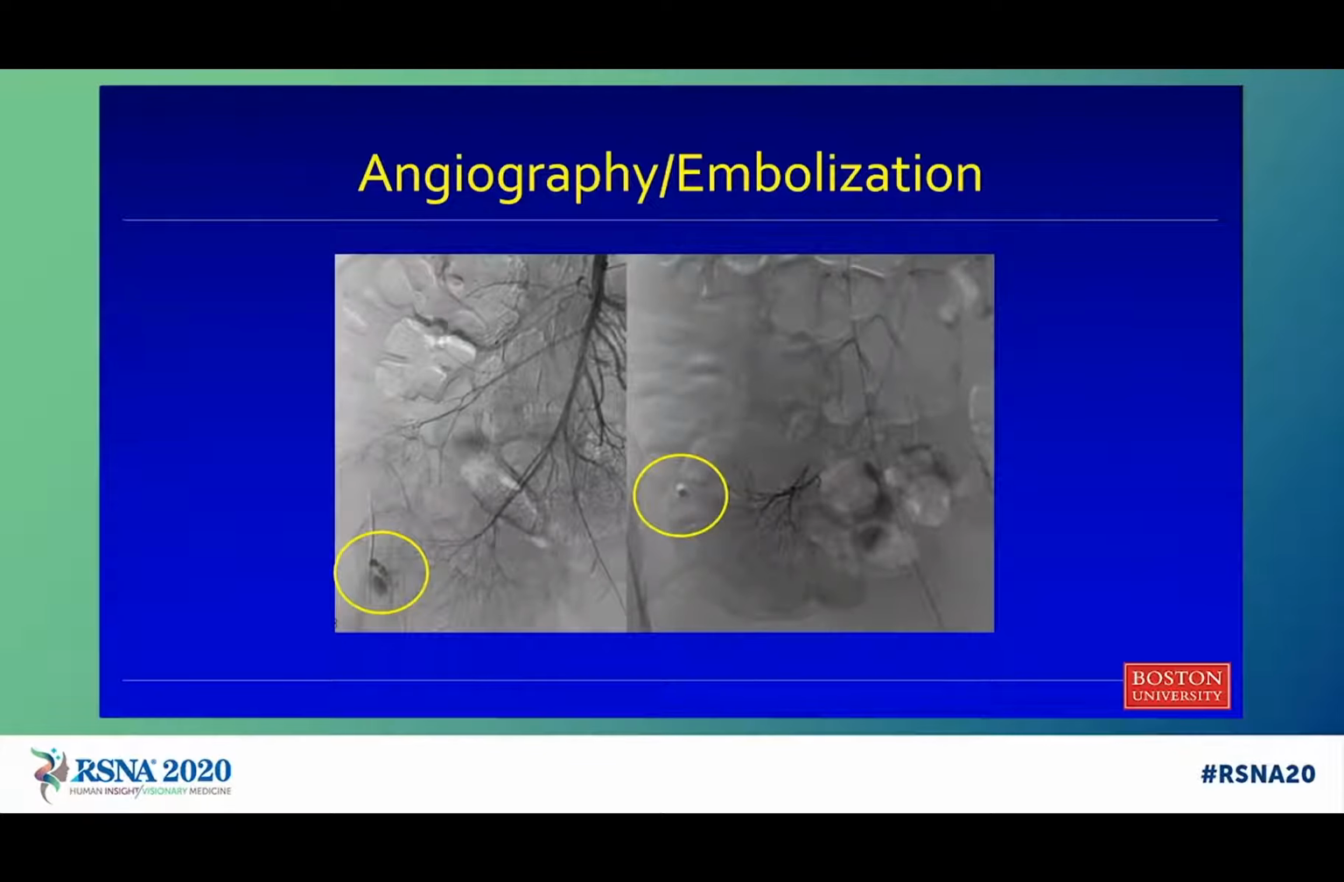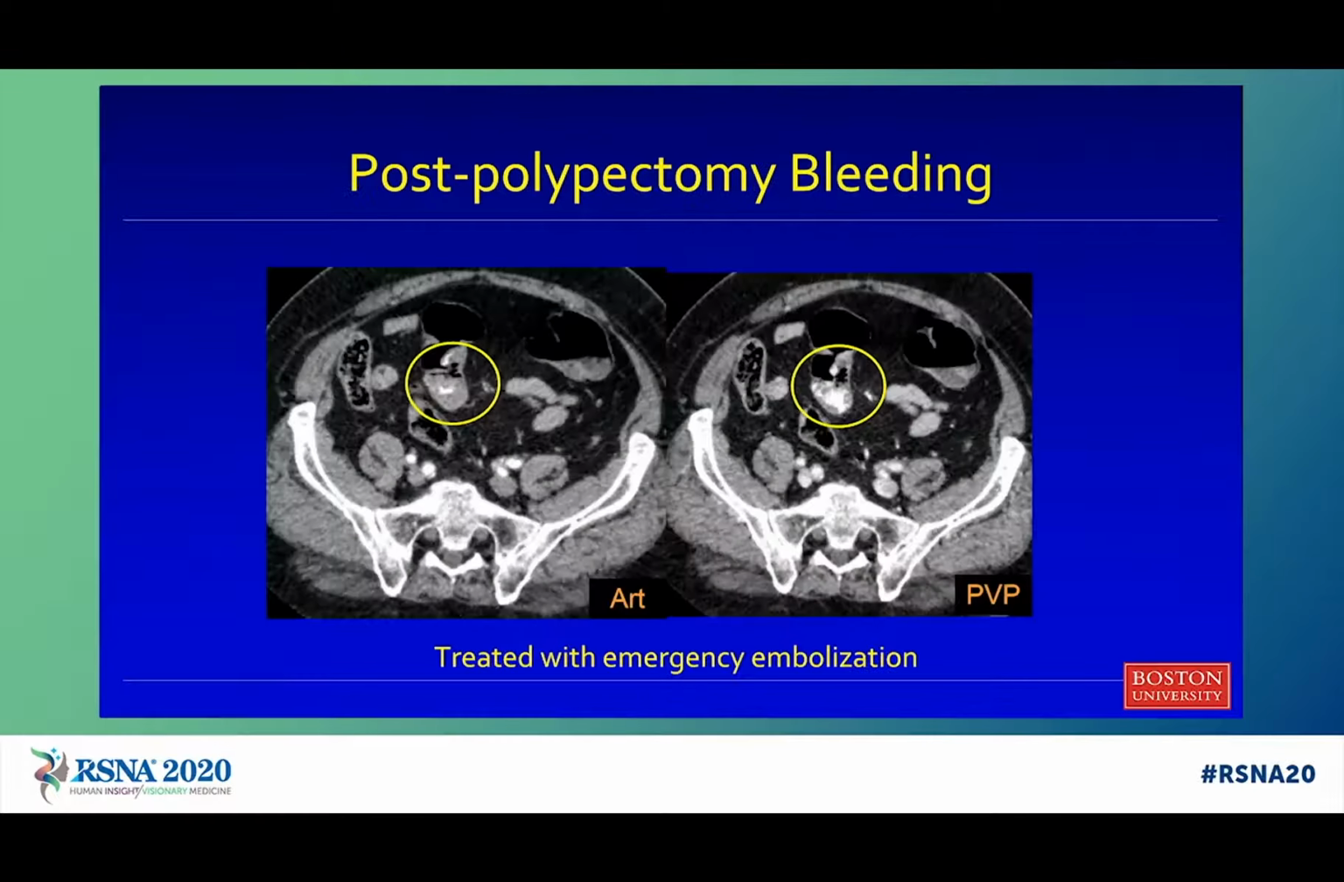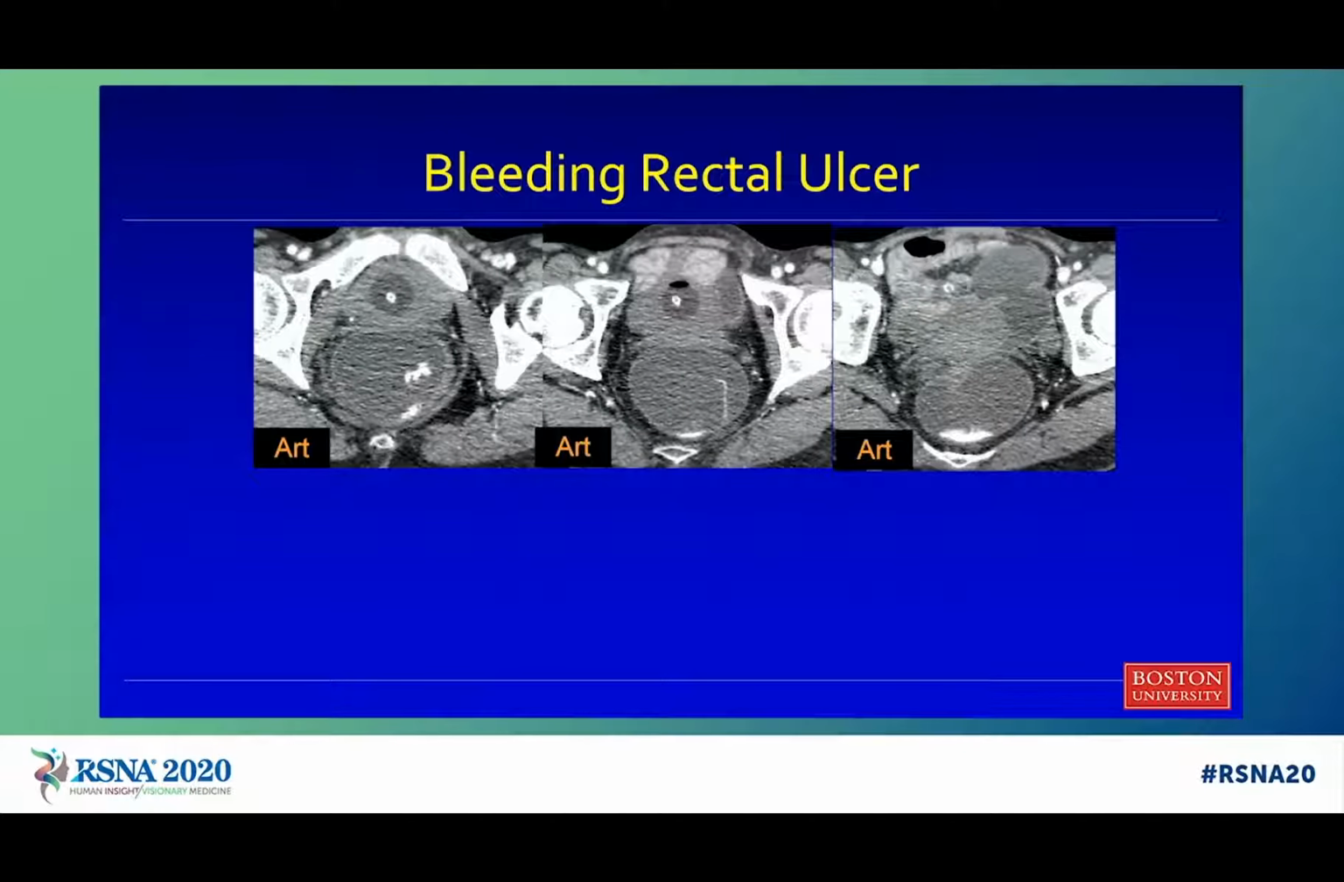This patient underwent successful embolization. After polypectomy, patients can also have GI bleeding. This patient indeed had to go to emergency embolization for this active extravasation within the colon. Rectal ulcers can likewise cause GI bleeding.